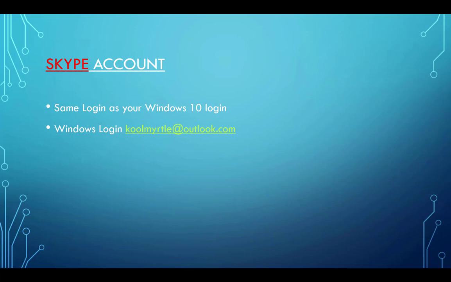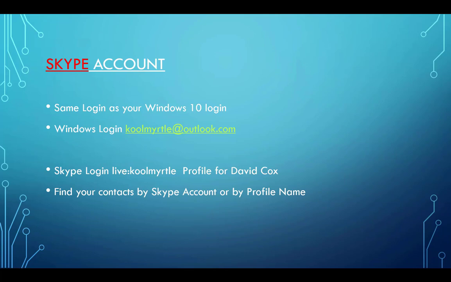So if your Windows login is coolmyrtle@outlook.com, then the Skype login will be live:coolmyrtle, and the profile name for me will be David Cox. So you can find your contacts in Skype by the Skype account or by the profile name.